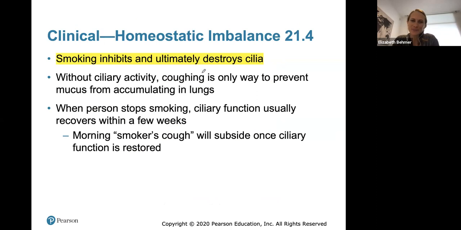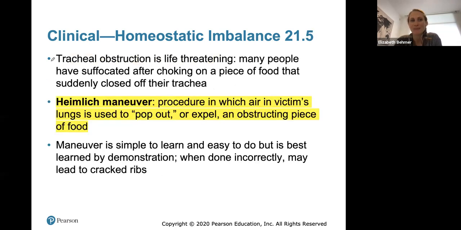trachea. I talk a lot about the epithelium because smoking will inhibit and actually destroy the cilia. And without ciliary activity, coughing is the only way to prevent mucus from accumulating in the lungs. So in the morning, smokers will develop this smoker's cough that tries to cough out that excess mucus because they've completely destroyed the cilia by smoking. If a person does stop smoking, there's good news. The ciliary function can recover within a few weeks.